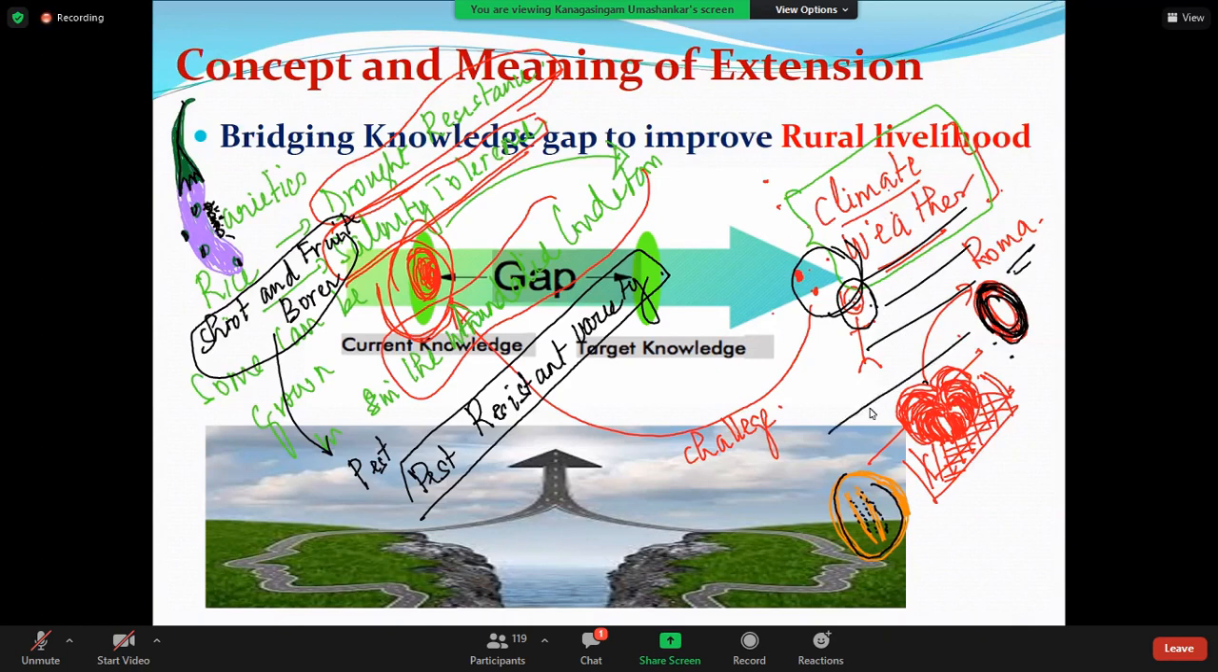Suppose the farmer is finding it difficult to get the money for his cultivation, he needs money for the cultivation.